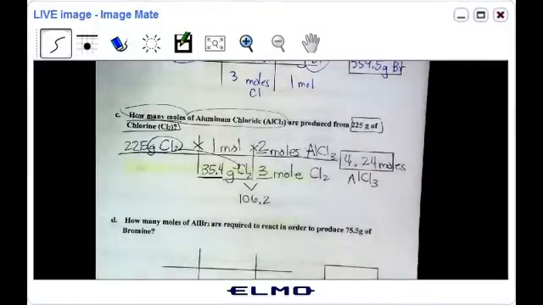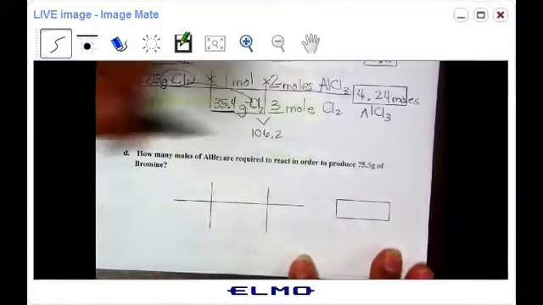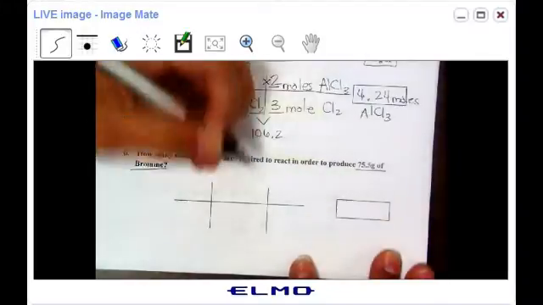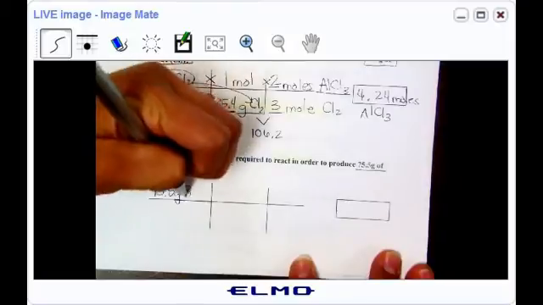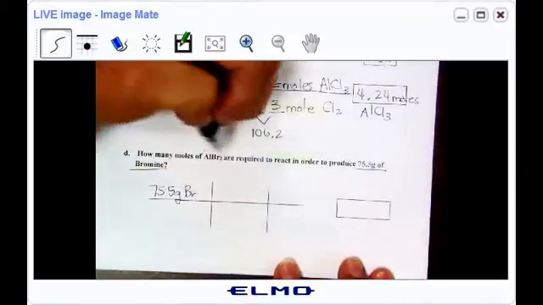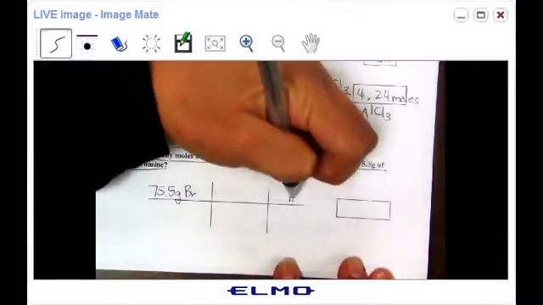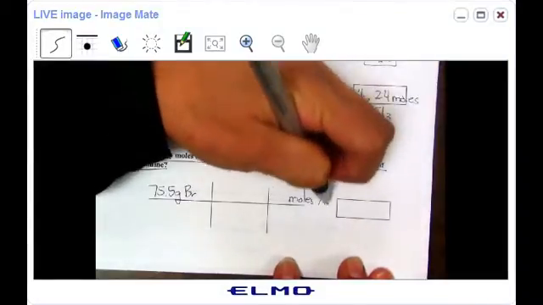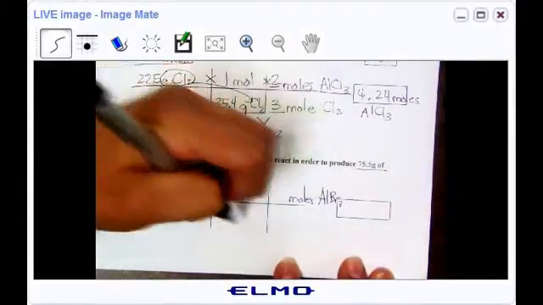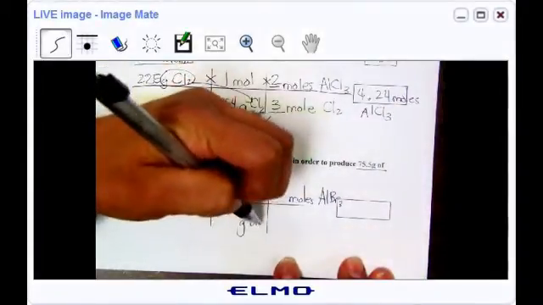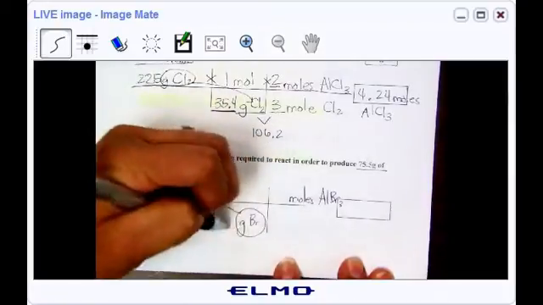I'm going to move on to D at the very bottom. I can just start off with the number they gave me. 75.5 grams of Br. What do I want? How many moles? I'm looking for moles of AlBr3. Okay, if this is grams of Br, this must be grams of Br. These two have to match.